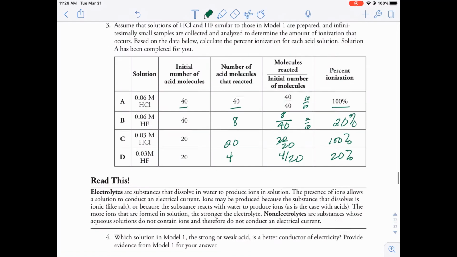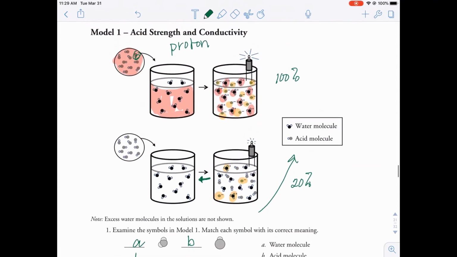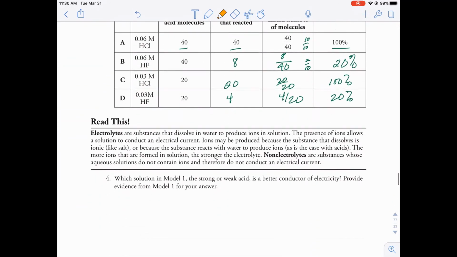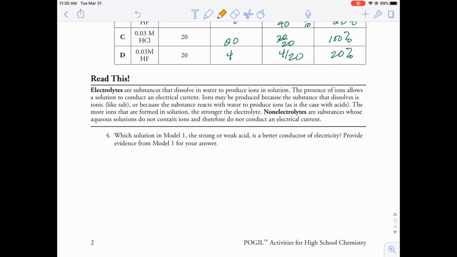So, which of these is the better conductor? Okay, how can you tell? Well, do you remember what we did in the lab? We used my little homemade conductors, and we put the two ends of a wire in, and we had a light up. Well, notice we've got two lights here. We've got this light and this light. Who has a brighter light based on the drawing? Well, the first one does, that ionizes 100%. Okay, which solution is a better conductor? Well, the first one, which was the strong acid.